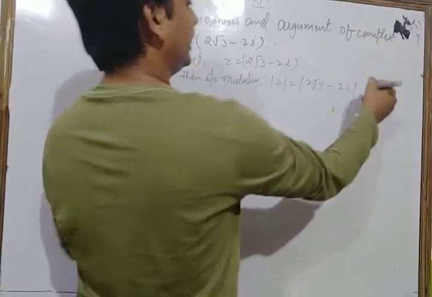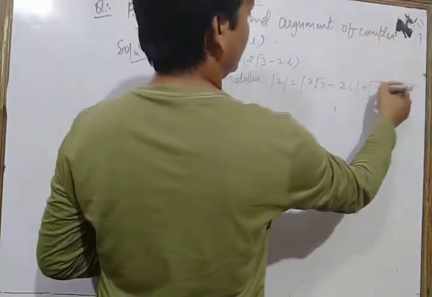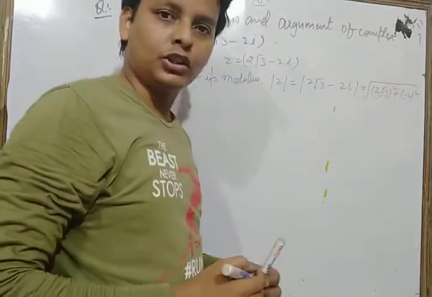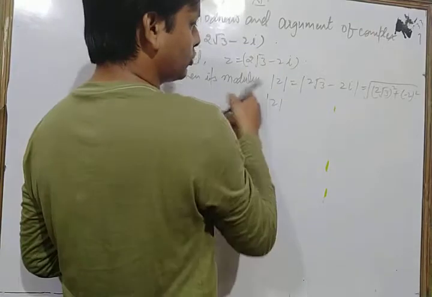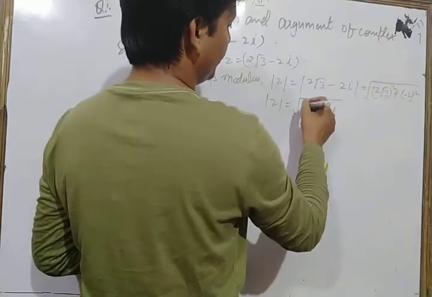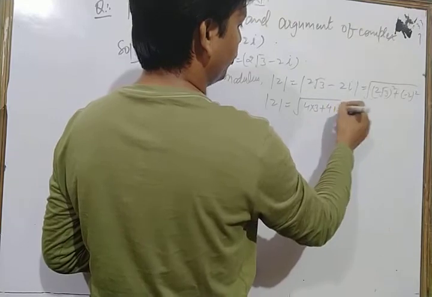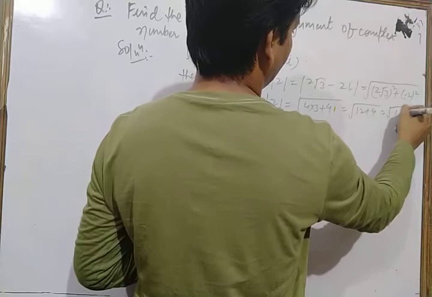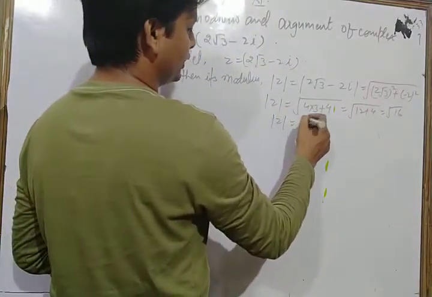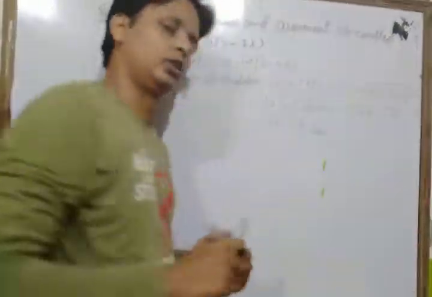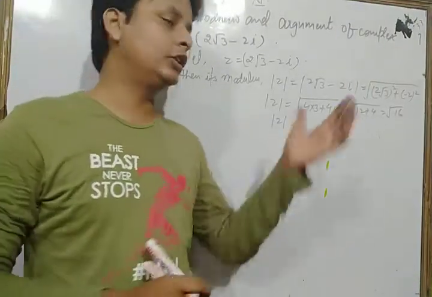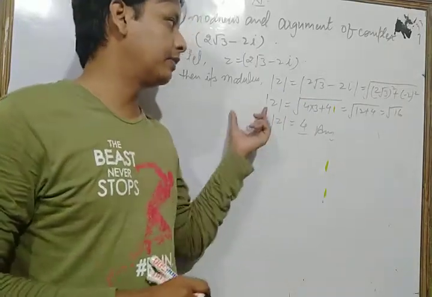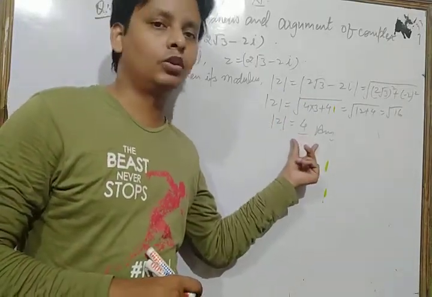under root of (2 root 3) square plus (minus 2) square. So dear student, mod of z means modulus of z is equal to under root 2 to the 4 into 3 plus 2 to the 4, that is 12 plus 4, that is 16. So the value of mod of z is equal to 4. In this way we find the modulus of the given complex number, and the modulus is 4.